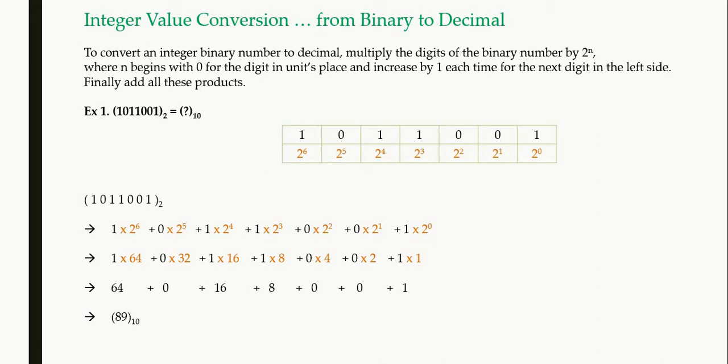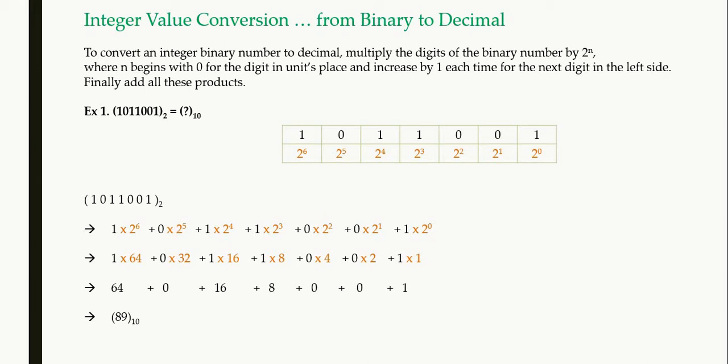The example considers 1011001 in binary. What will be the equivalent decimal value? It is going to be as shown in the box. You can see the last or the least significant digit is to be multiplied with 2 to the power 0. Then its higher is to be multiplied with 2 to the power 1. In this way, from the right to the left, the value of n starts from 0 and goes on increasing 1 by 1.